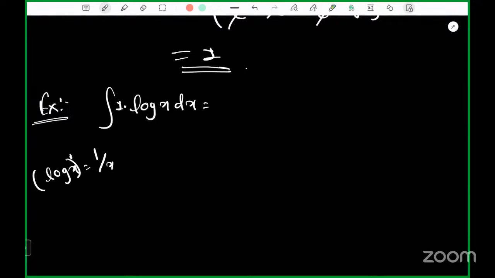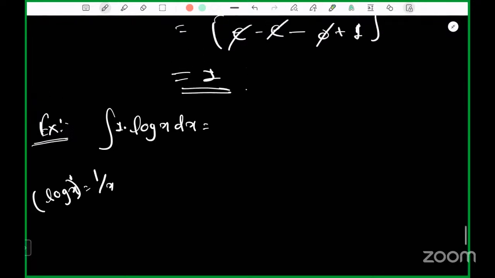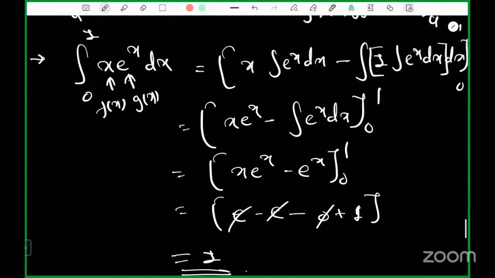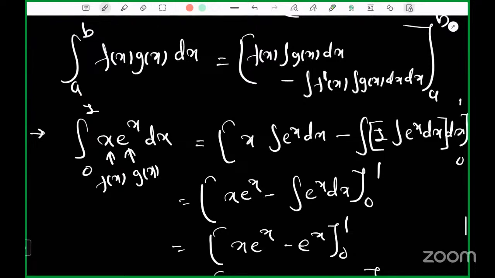Ma'am, can you slightly scroll up to see the formula of integration by parts? It will be x log x minus x, I think, plus c, some constant. Yeah, you have to add plus c.